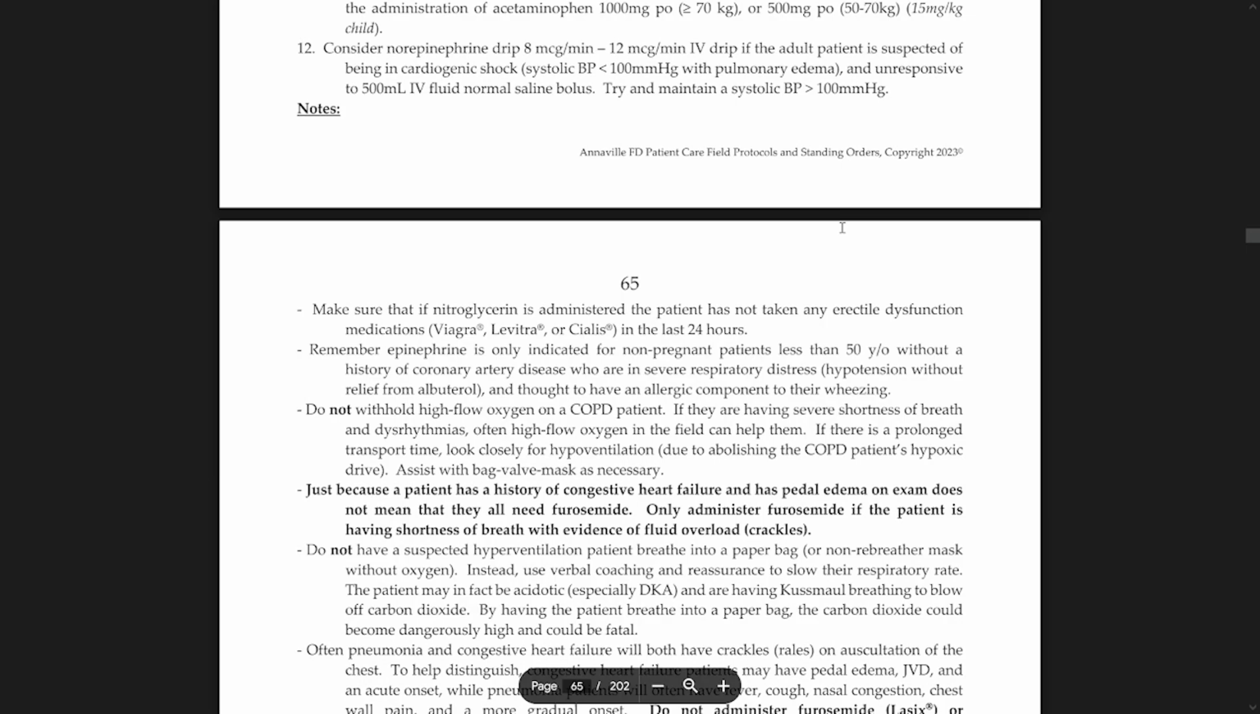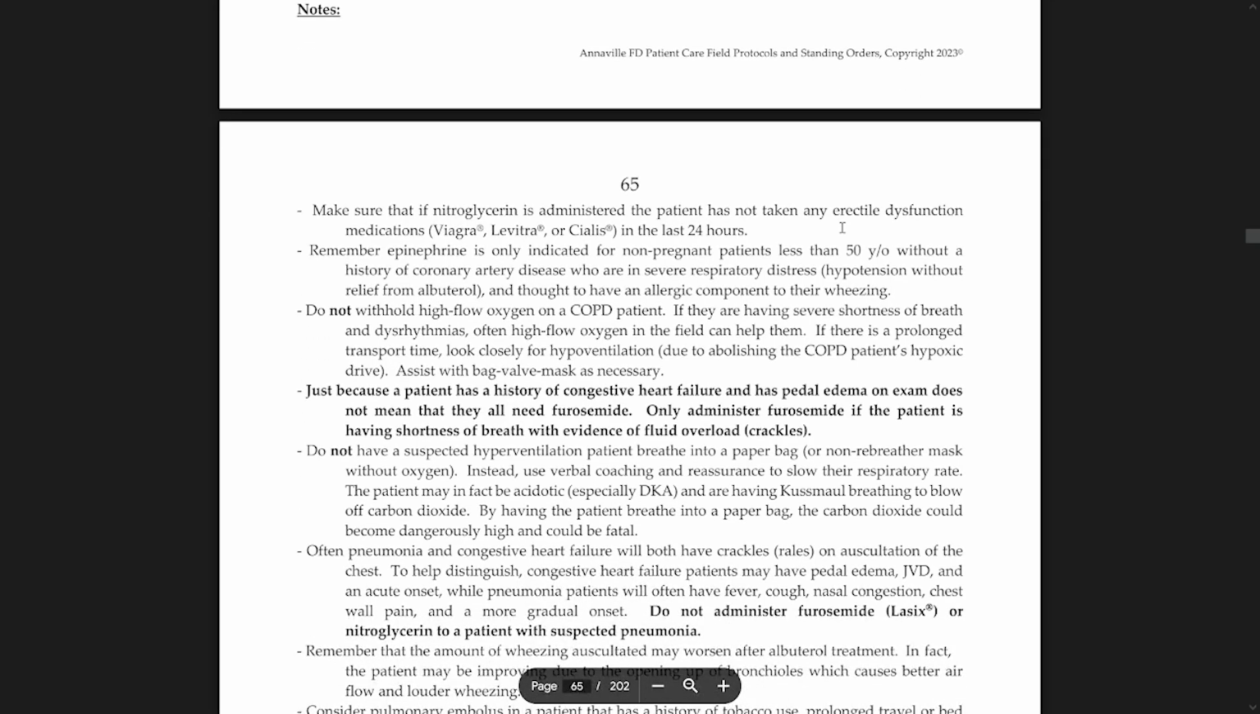So now some notes. Make sure that if nitroglycerin is administered, the patient did not take any erectile dysfunction medications like Viagra, Levitra, or Cialis in the last 24 hours. Remember, epinephrine is only indicated for non-pregnant patients less than 50 years old without a history of coronary artery disease who are in severe respiratory distress.